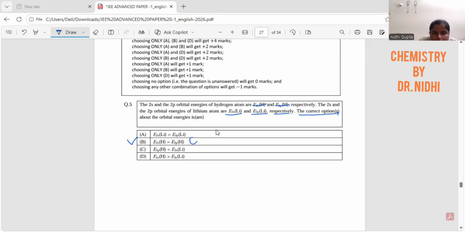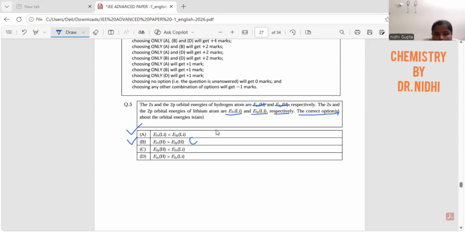And the first one, A, is also correct, because the energy of 2s will be less than the energy of 2p for the lithium atom. In 2s, one electron is present and 2p is empty. So if an electron is going in, it will lower the energy of the subshell. That is the reason.